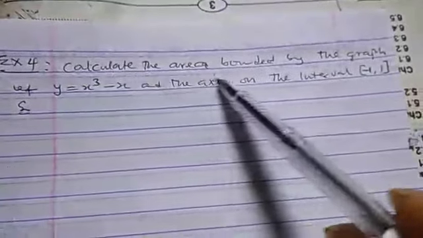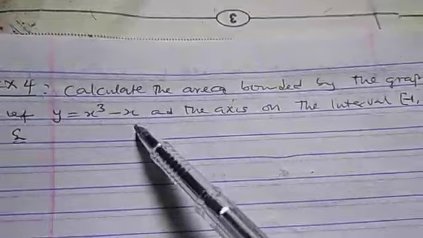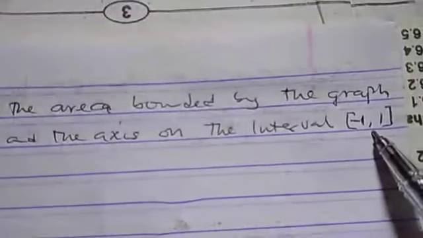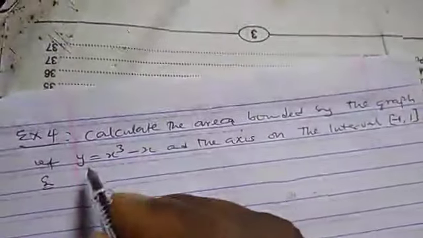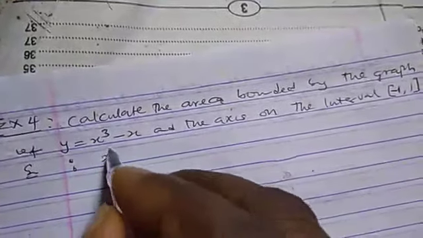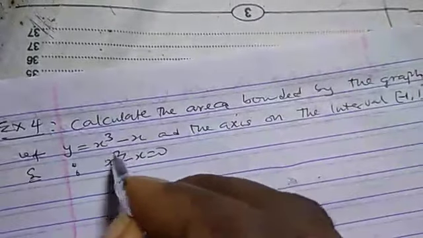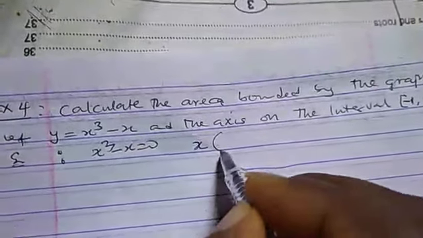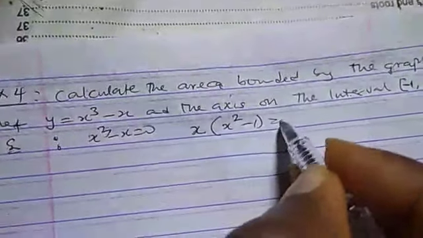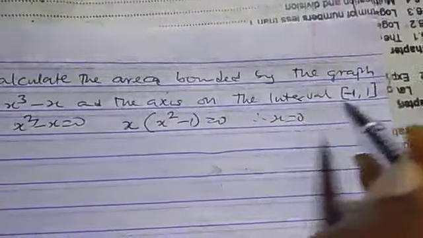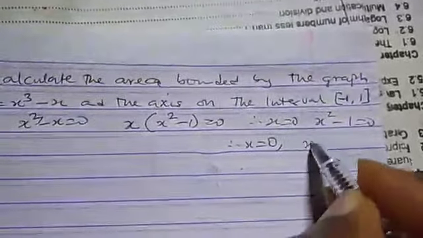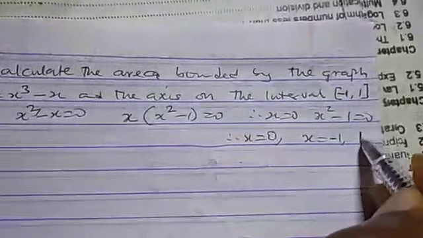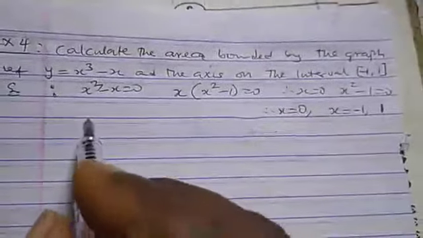Also, calculate the area bounded by the graph of this function and the axis from minus 1 to 1. The first thing is, let us first solve this question. This is s cubed minus s. You see that s is common. It will remain s squared minus 1 is equal to 0. Therefore, s is equal to 0 or s squared minus 1 is 0. Without stressing myself, s is 0, s is minus 1, and s is 1. Those are the ordinates.